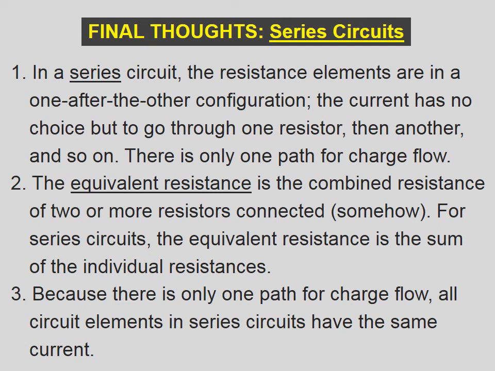Final thoughts on series circuits. In a series circuit, the resistance elements are in a one after the other configuration. The current has no choice but to go through one resistor, then another, and so on. There is only one path for charge flow. The equivalent resistance is the combined resistance of two or more resistors connected somehow. For series circuits, the equivalent resistance is the sum of the individual resistances. Because there is only one path for charge flow, all circuit elements in series circuits have the same current.